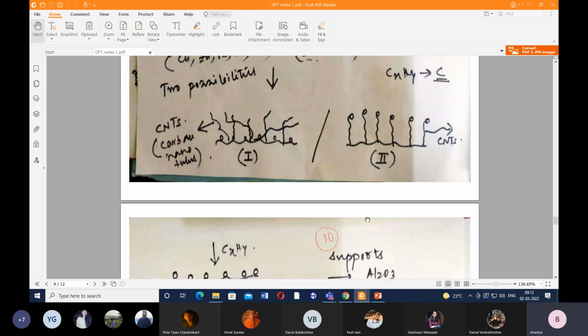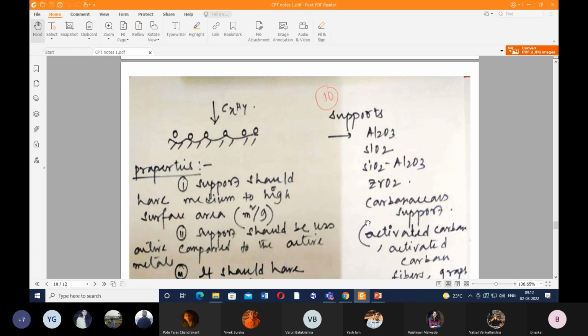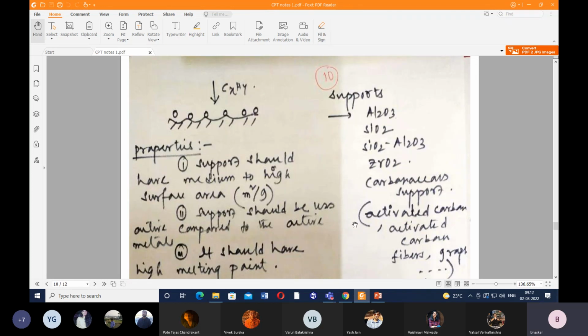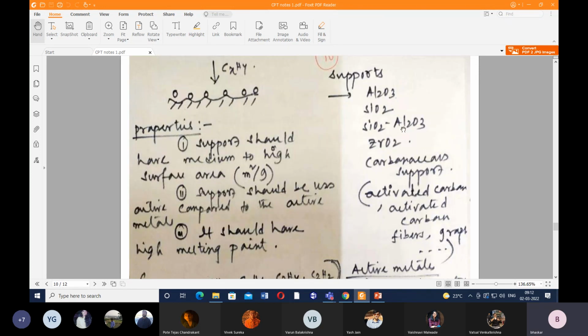Now let me talk about the properties of the support material. So what could be our support? Support could be of two types. One is carbonaceous, another one is non-carbonaceous support. So what could be our non-carbonaceous support? Non-carbonaceous support would be either alumina or silica, silica alumina, zirconia, and so on.